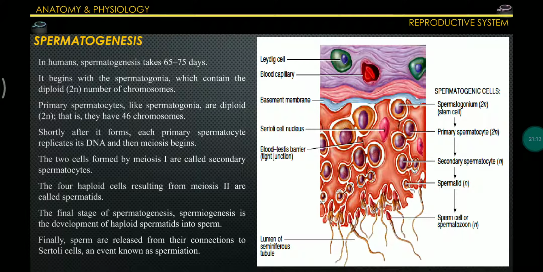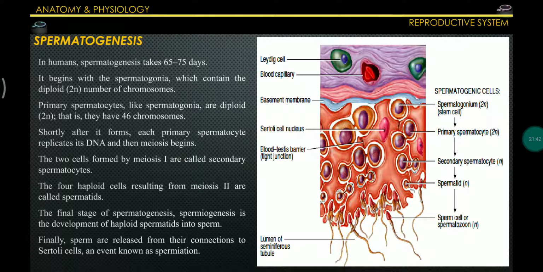From spermatogonia, by mitotic division, there will be diploid cells. We call them primary spermatocytes, which undergo meiotic division. Meiosis 1 leads to the formation of secondary spermatocytes, which lead to 4 haploid cells resulting from meiosis 2.